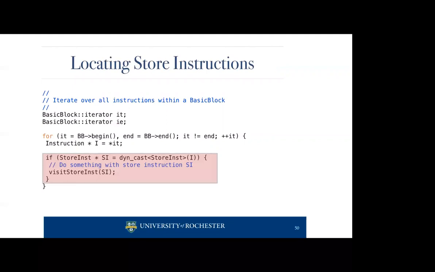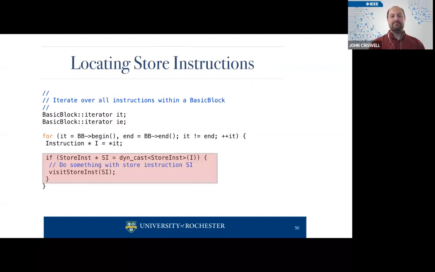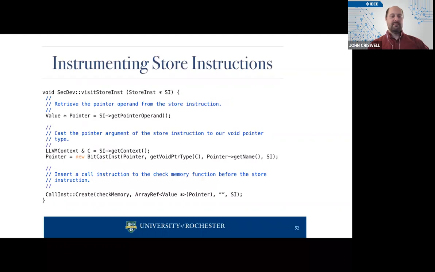So even if it really is a store instruction, you still have to cast it, because the iterator returned it as just a plain instruction. Exactly. Thank you. And that's because of C++ and object-oriented programming, I think, in general. So yeah, that's exactly it. Good. Other questions? Any question at all?